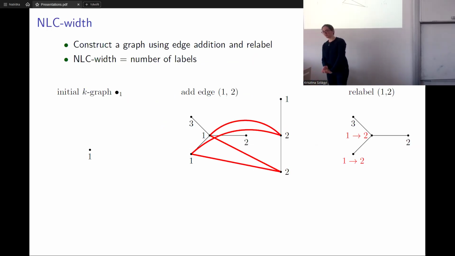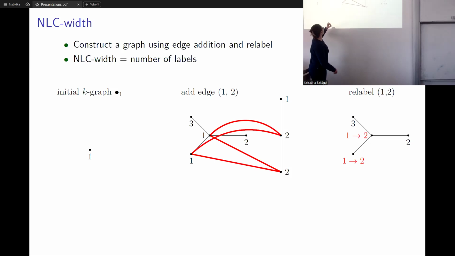So what is NLC width? It's similar to cliquewidth. We construct a graph using several operations. What we are allowed to do is start from an initial graph.